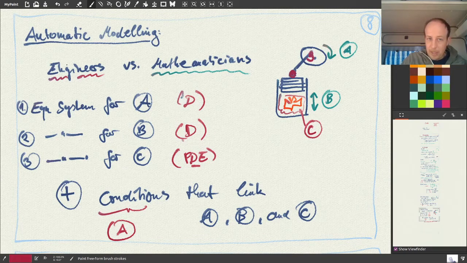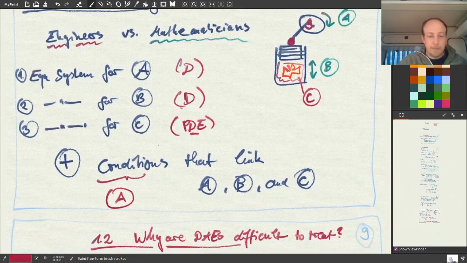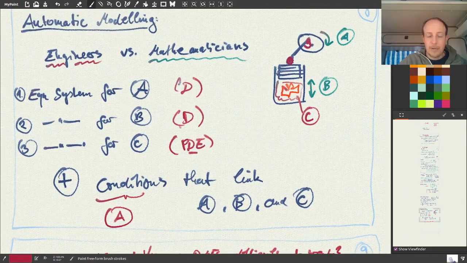Meaning the engineer takes 3 equations for their subsystems, and then they just put it together, and what they get is a system of differential equations and algebraic links between the equations. Okay, so much for the examples.